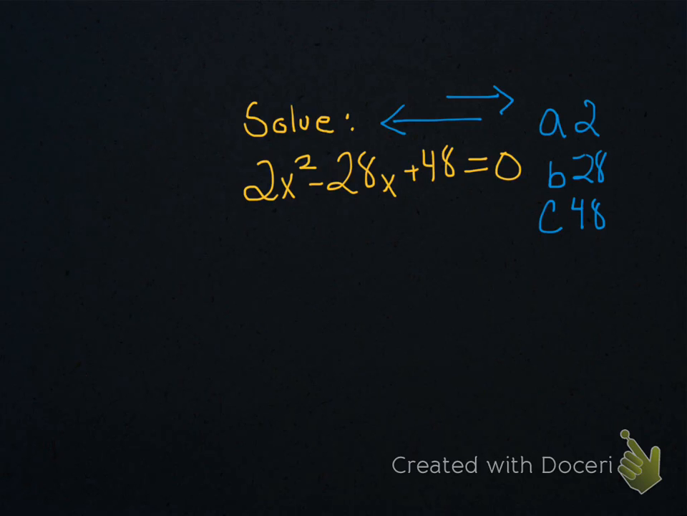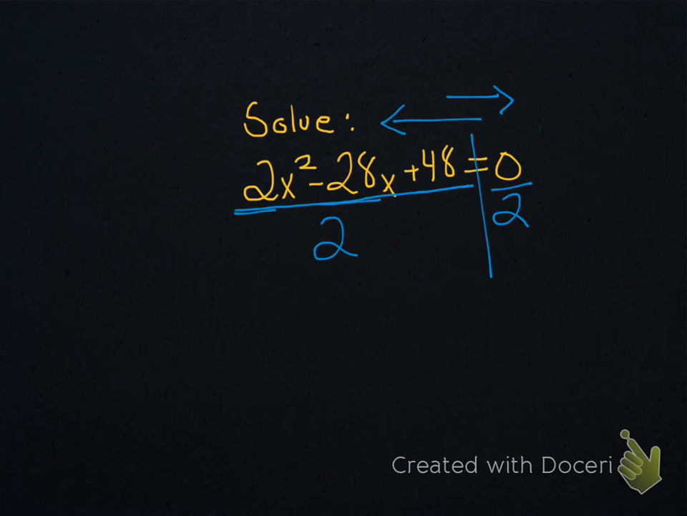Let's simplify this equation a little bit. Is there something that I can do to both sides that would make life easier? Well, notice 2, 28, 48, they all have what in common? Absolutely, a 2. So let's divide the entire thing by 2. Whatever you do to one side of an equation, you have to do to the other side. That's the only rule. Well, there's lots of rules, but that's the one in play right now. Divide everybody by 2. That means divide 2 by 2, divide negative 28 by 2, divide 48 by 2, and divide 0 by 2.